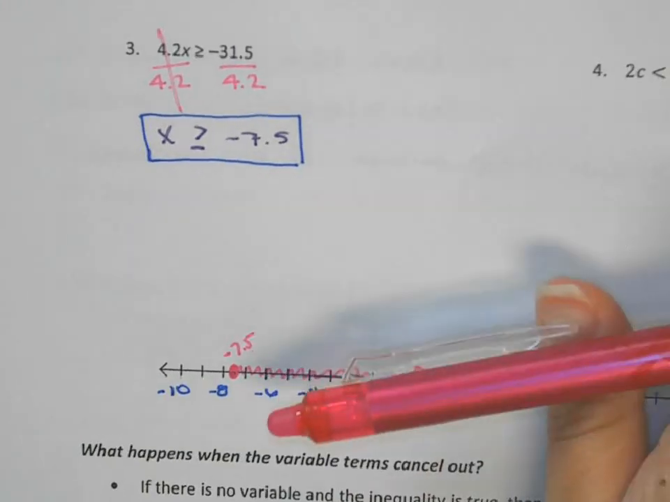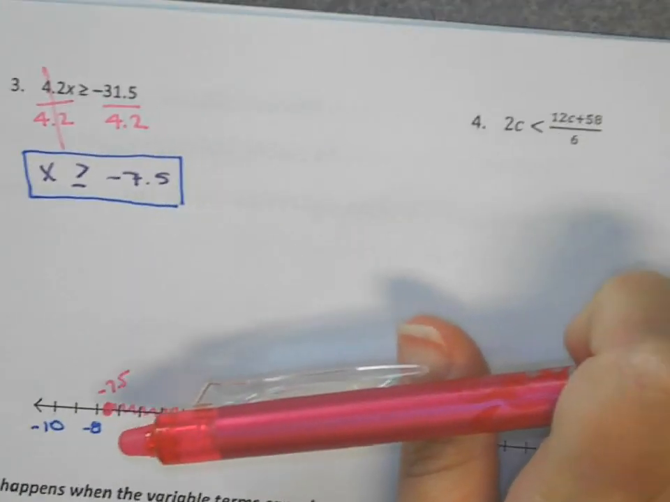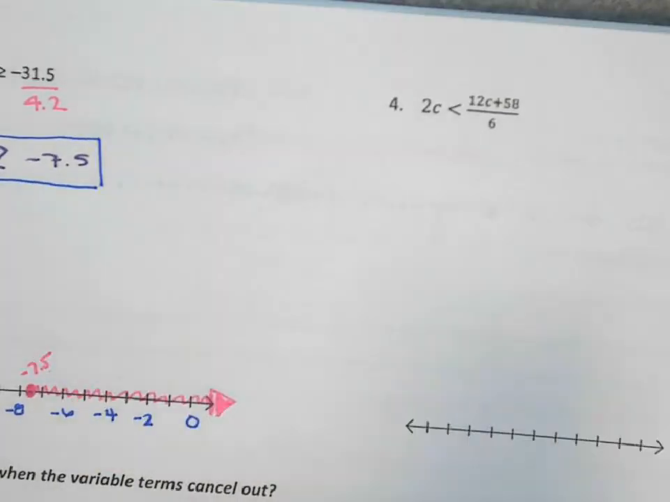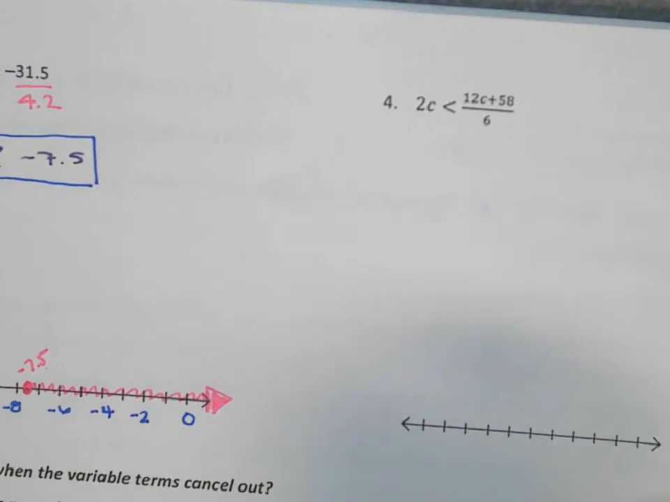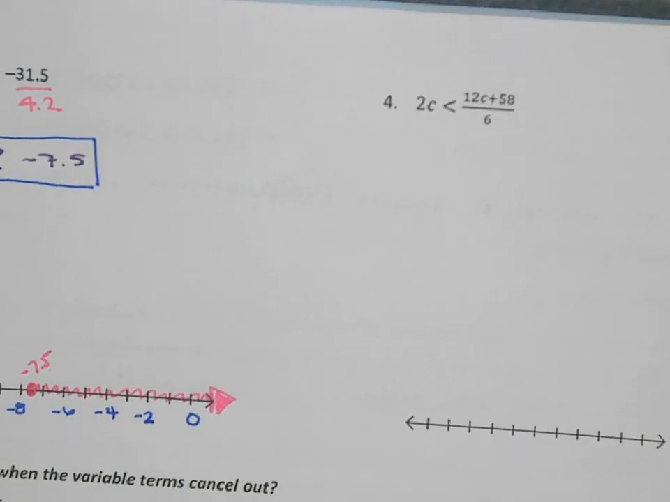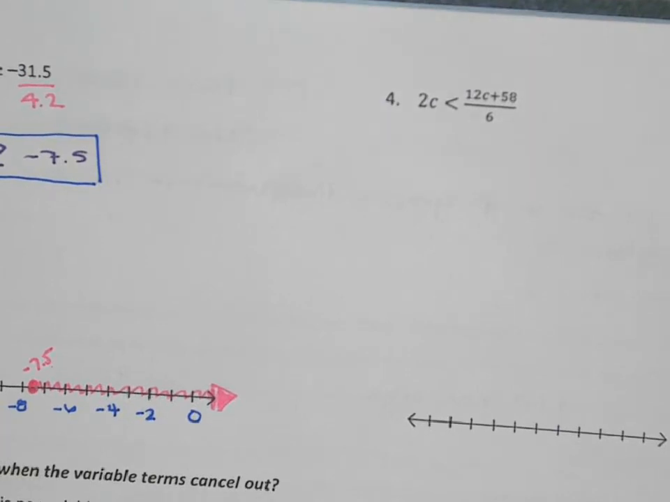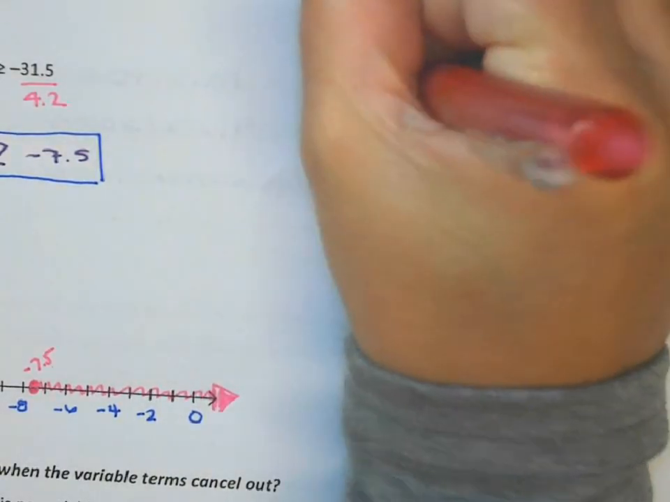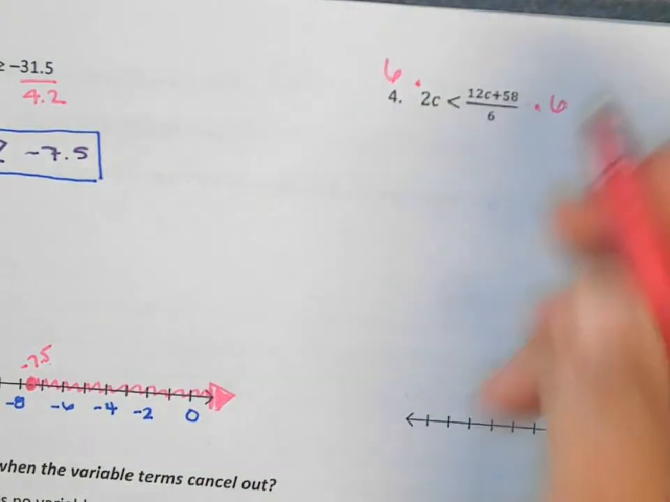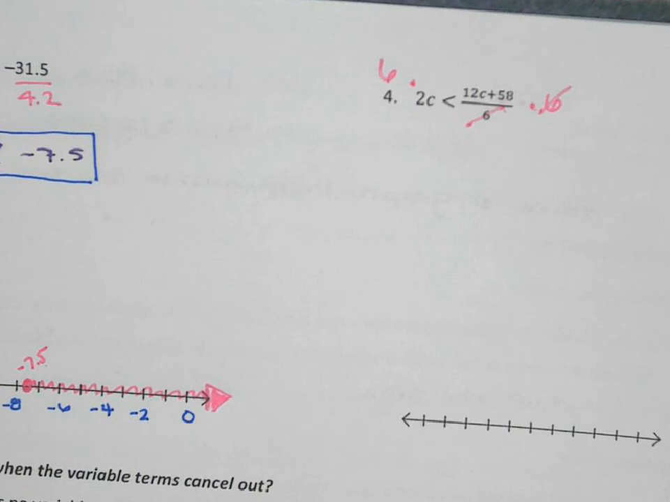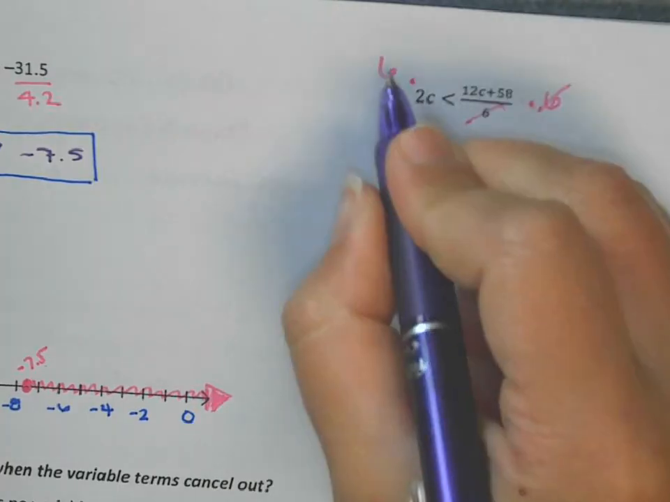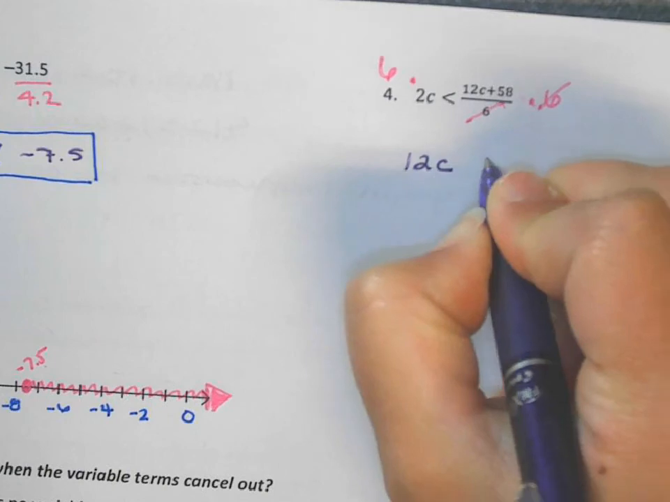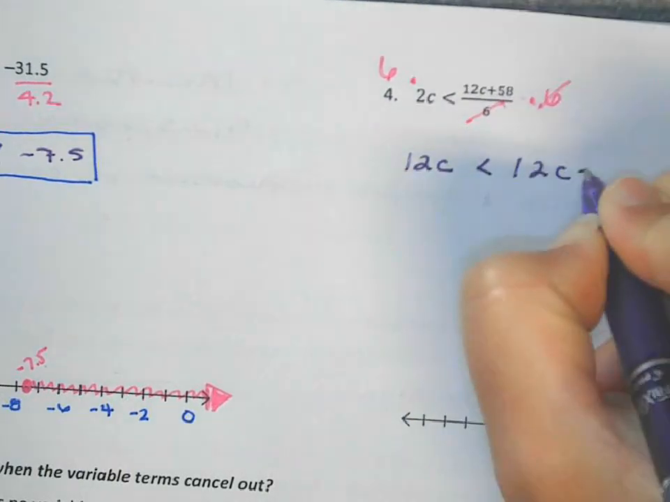Okay. Now this last one has this fraction in it. And nobody likes fractions, so what can we do if our fraction is dividing everything by 6? That's what that fraction says, is divide by 6. So how can you undo fractions? Multiply by that denominator. If that's dividing by 6, multiply both sides by 6. And what happens is multiplying by 6 and dividing by 6 goes away on the right. And on the left, we're going to get 6 times 2c is 12c is less than 12c plus 58.